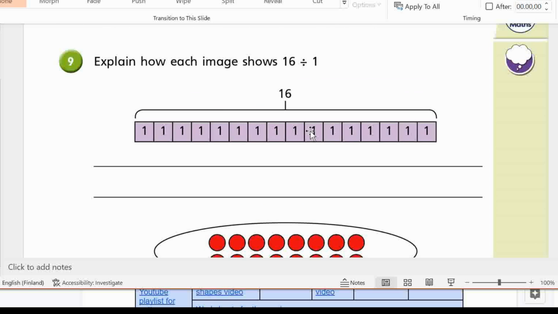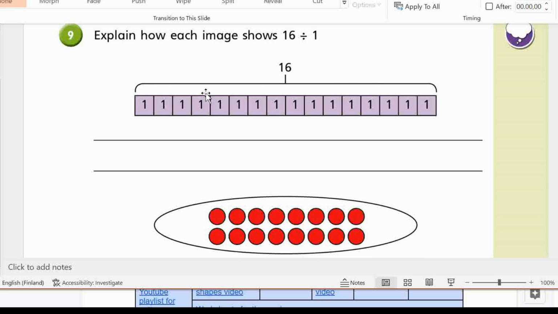Okay, explain how each image shows 16 divided by 1. So let's first look at this one. How does this show 16 divided by 1? Yeah, so it's shown a row of 1s, and this bracket makes it look like it equals 16. So it's explaining that all these 1s together make 16.